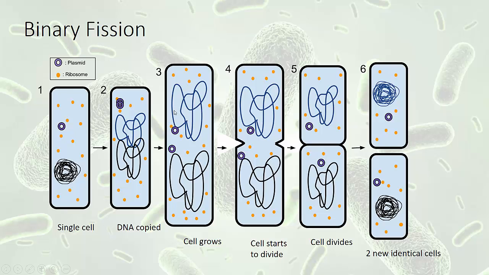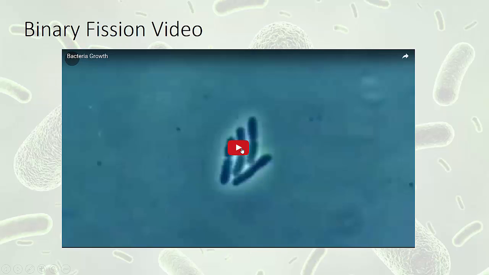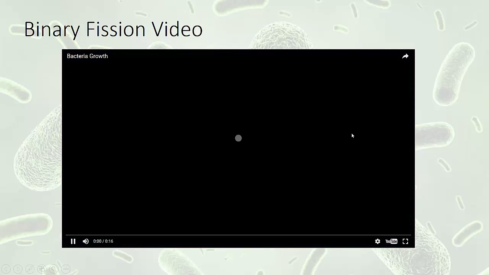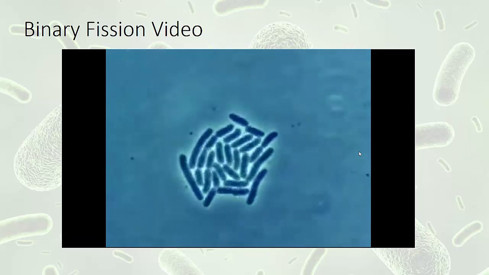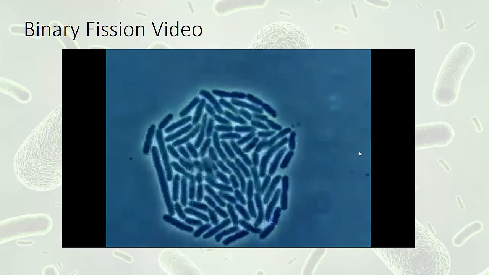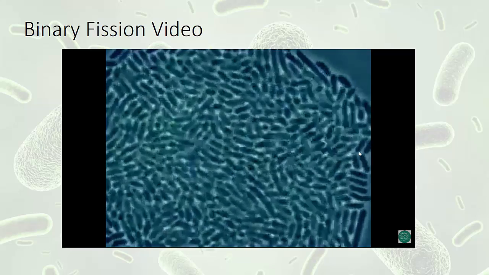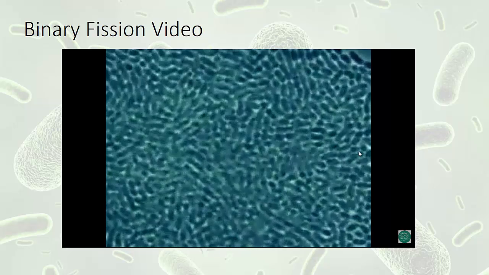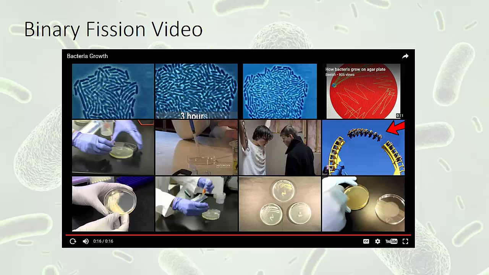Notice here when the cell grew, it also produced more ribosomes so that the new cell could have more ribosomes. Now here's a video of binary fission in action. Bacteria reproduce very simply and rapidly by doubling their contents and splitting in two. Just one bacterium, dividing every 20 minutes, could produce nearly 5,000 billion bacteria in one day. So you can see that bacteria grow very, very quickly.